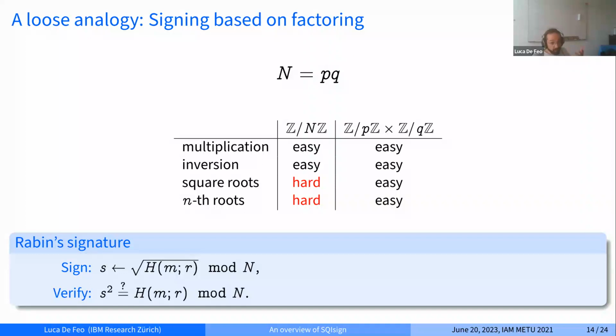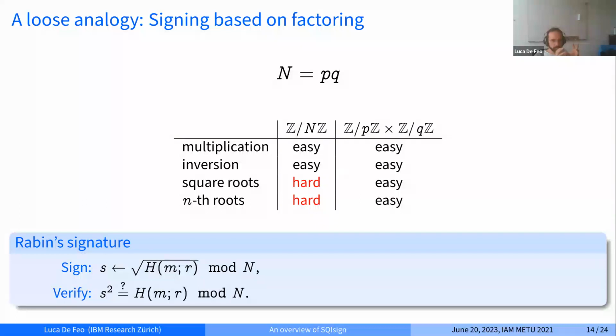And more generally, taking nth roots for larger n is also hard, and this is the basis of RSA, of course. But if instead you know the factorization of n, then you know the Chinese remainder decomposition of the ring Z mod n. You know that it is isomorphic to Z mod p times Z mod q. And in this world, when you have knowledge of the structure, everything becomes easy. You can compute square roots, you can compute nth roots, you can do everything.